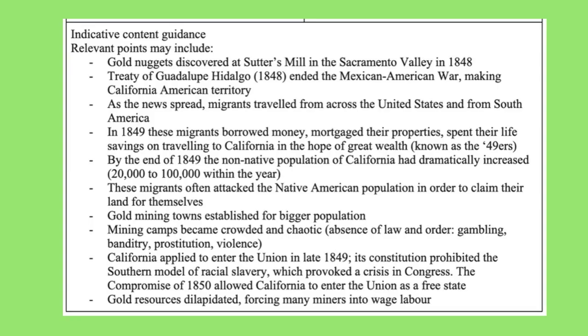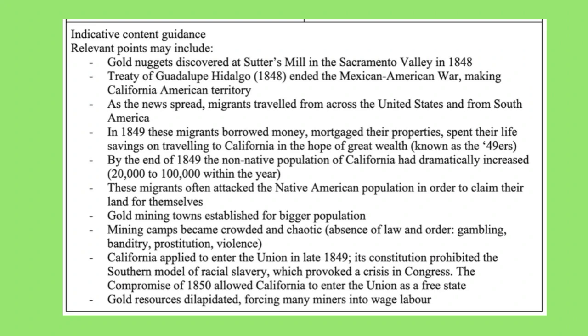As long as the points you make in this question are relevant and correct, you will be given the marks, but let's have a look at some points that you could have made. Now, one interesting development in this narrative could have been that in 1849, migrants from the United States and South America borrowed money, they mortgaged their properties, they spent their life savings on travelling to California in the hope of great wealth following the discovery of gold nuggets at Sutter's Mill. So you can then explain the significance of this.